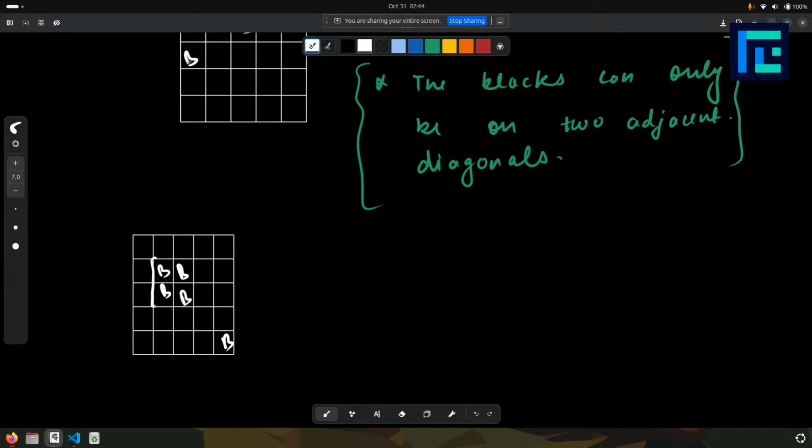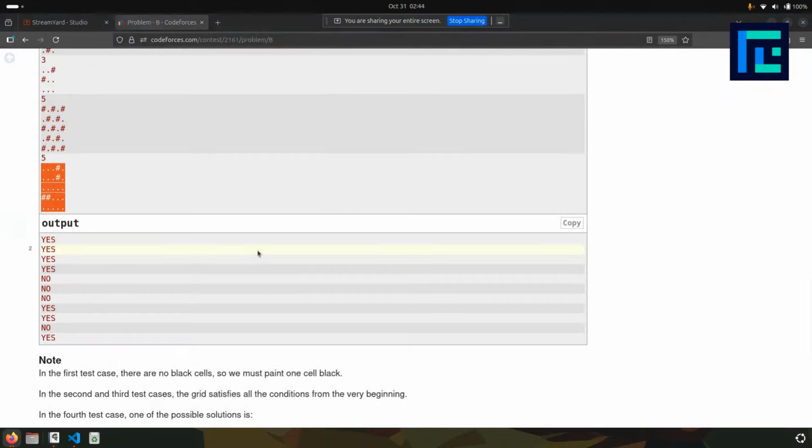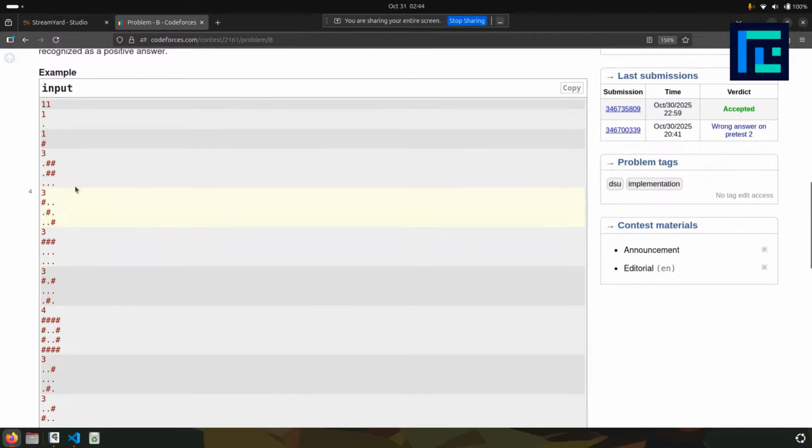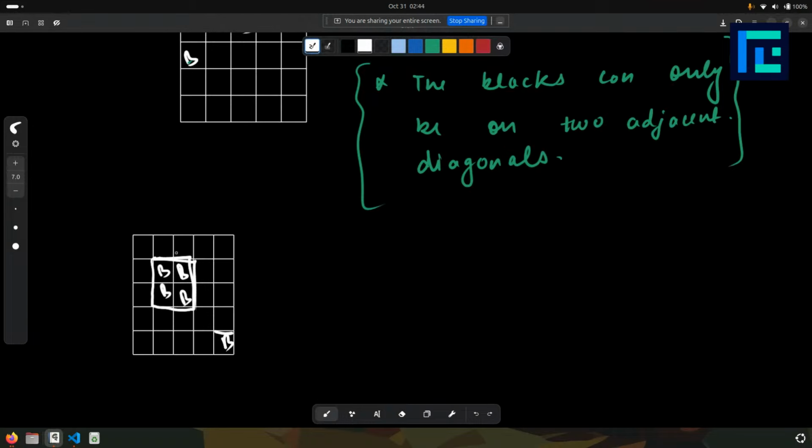So if our test case is having a block like this, there cannot be any more blacks which are not directly connected. Basically, if you guys paid attention, we also had a test case like this, which hinted me towards this. So in the question, we can have a test case where the blacks are like this, then the answer will be yes.